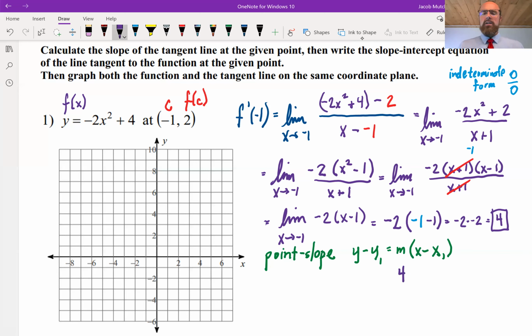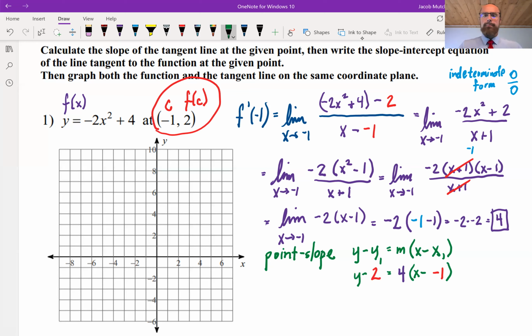And then I need an x1, y1. I need a specific pair of values. And those are, if you can remember, my c and f of c. So the x value there will go for x1, negative 1, and the f at c value will go for y1. And then I just need to fill in the parts that remain variable. So y minus 2 equals 4 times x minus negative 1.